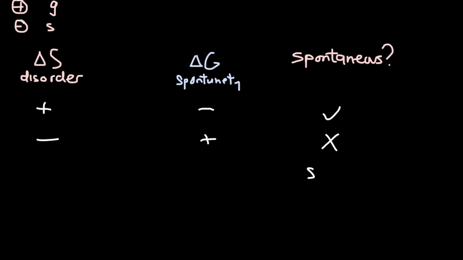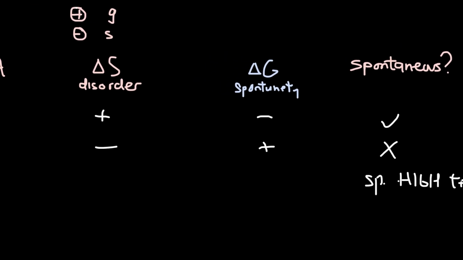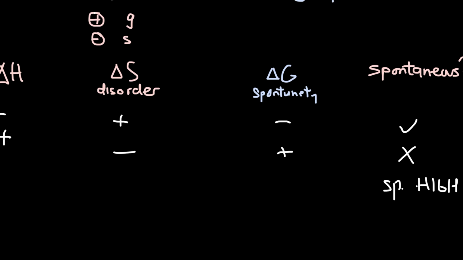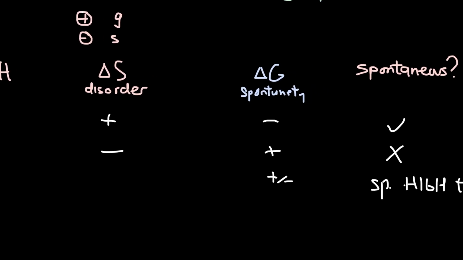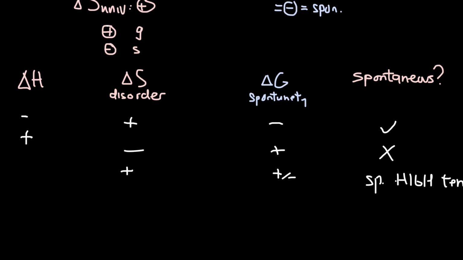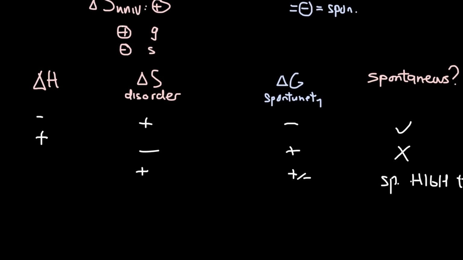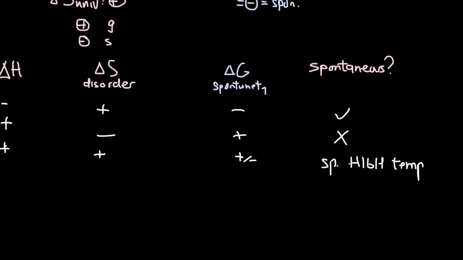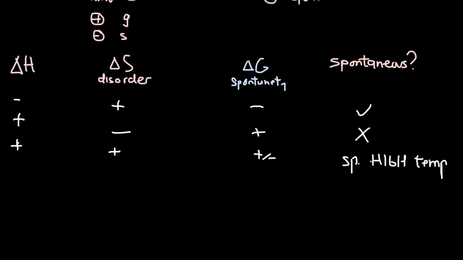Let's say it's spontaneous at a high temperature. So it is spontaneous if you raise the temperature, and that means at room temperature it is not, so Gibbs can be both positive or negative. As for disorder, it means there is going to be more disorder, okay? And then for enthalpy, it's usually positive because you have to add more heat in order to drive the disorder.